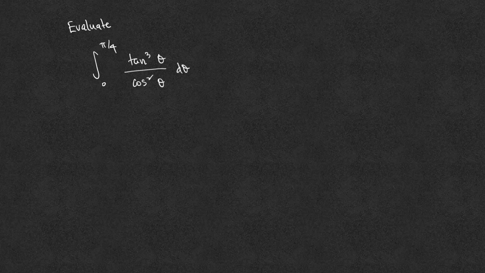Evaluate the definite integral from 0 to pi over 4 of tangent cubed theta over cosine squared theta d theta. With any trigonometric function, we first need to rewrite it in terms of sine and cosine to simplify this. This is now the integral from 0 to pi over 4, where tangent by definition is sine over cosine.